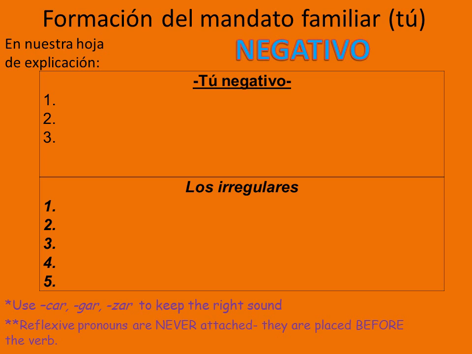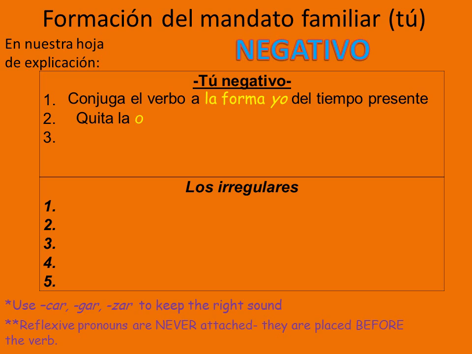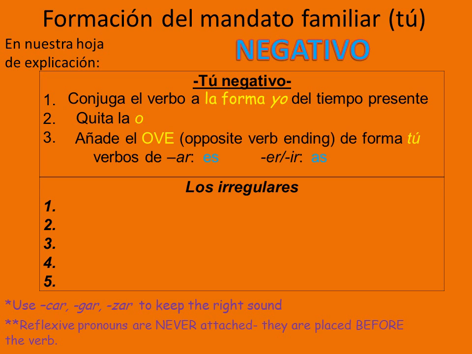The first step, and this is the most important, is that you are going to conjugate to the yo form in the present tense. The reason this is so important is you're going to get a lot of different things that would be irregular, but they're not considered irregular because you go to the yo form first. So once you get to the yo form, you are then going to drop the o. So you're going to take the o off of the end of whatever the yo form is, and then do step 3, which is adding the opposite verb ending of the tú form.